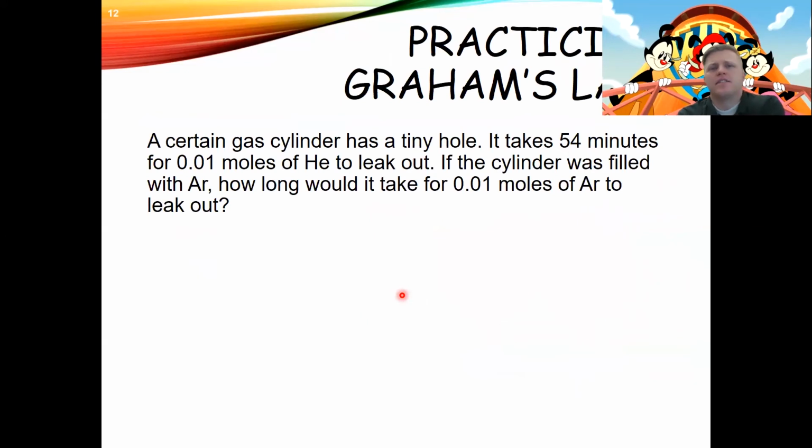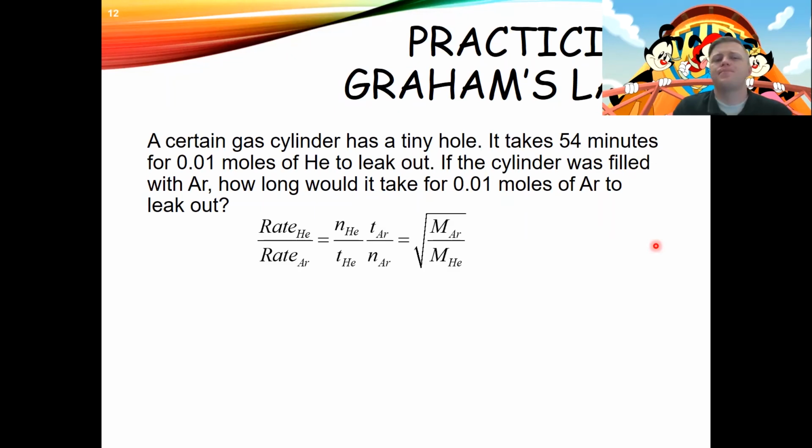Let's now practice with some numerical calculations here with Graham's law. Let's say we have a gas cylinder and it has a tiny hole in it. And it takes 54 minutes for 0.01 moles of helium to leak out of that cylinder. If the cylinder is then refilled with argon, how long would it take for 0.01 moles of argon to leak out? Well, for this, we're going to turn to Graham's law.